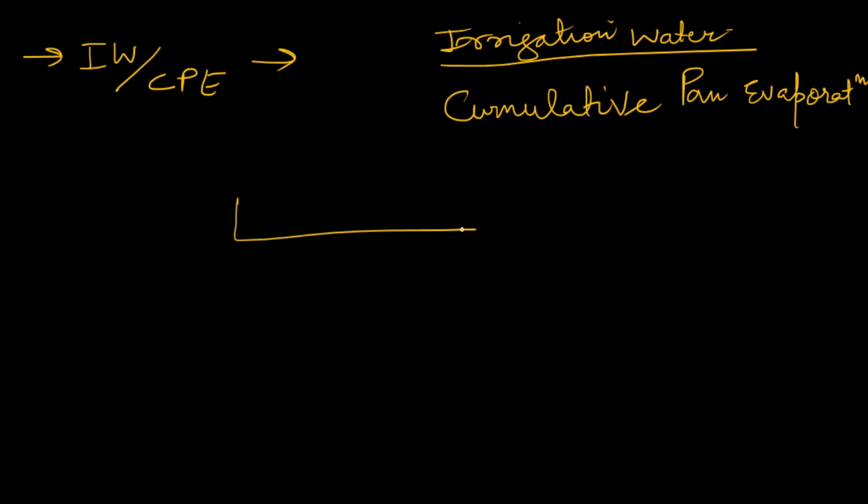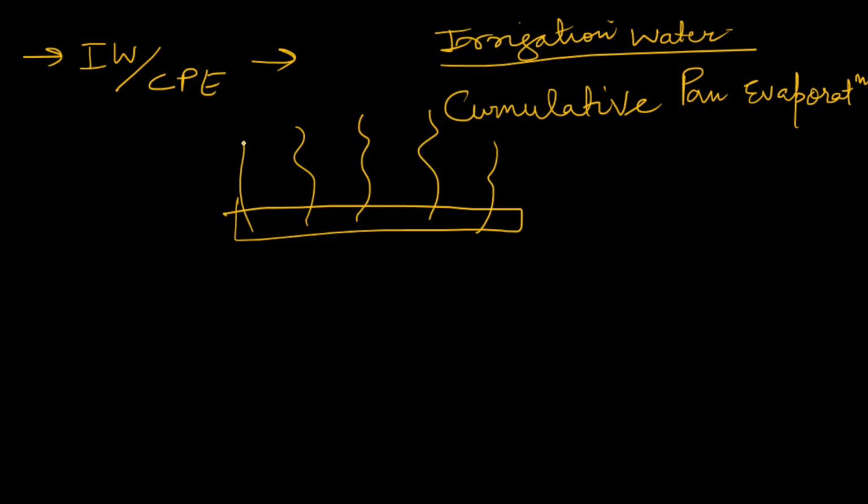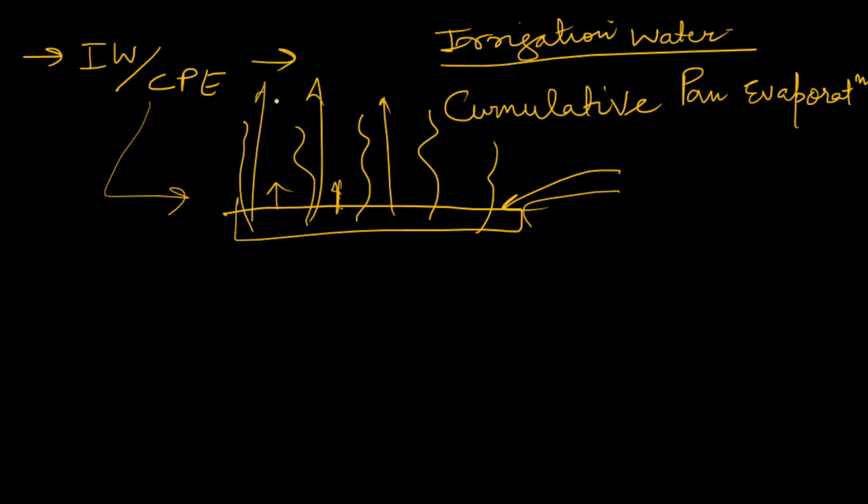So first of all, we will take an evaporation pan, okay, and we will see how much water is evaporated from the pan. This is how it is measured, and according to how much water is evaporated, we will apply the water. Suppose if the evaporation rate is less, then we will apply less water in irrigation scheduling. If the evaporation rate is very high, we will have to apply more water. So it is kind of dependent on the evaporation.